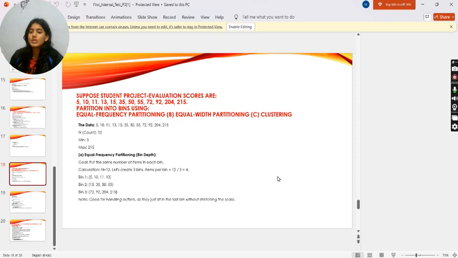So the goal is to put the same number of items in each bin, and calculation: n is equal to 12. Let's create 3 bins. Items per bin is equal to 12 by 3, which is 4. We have bin 1, bin 2, bin 3. Note, good for handling outliers as they just sit in the last bin without stretching the scale.